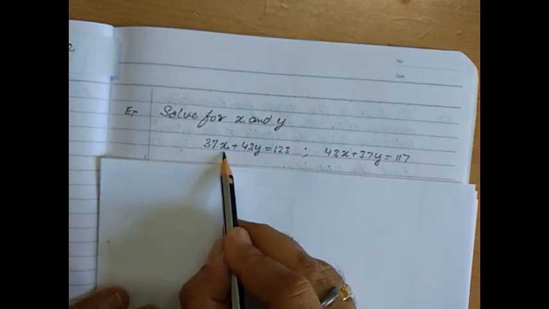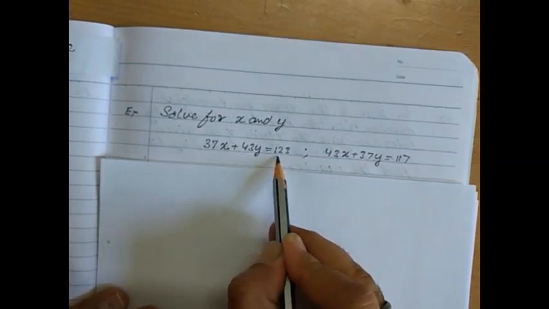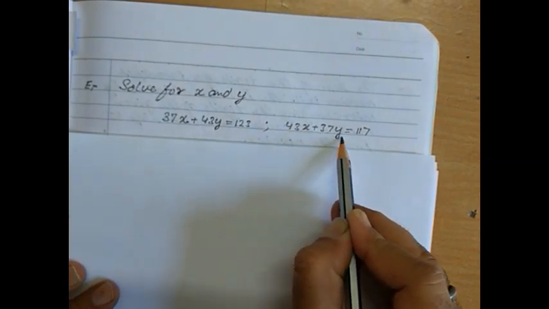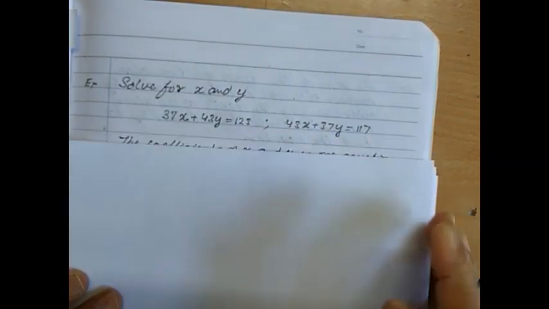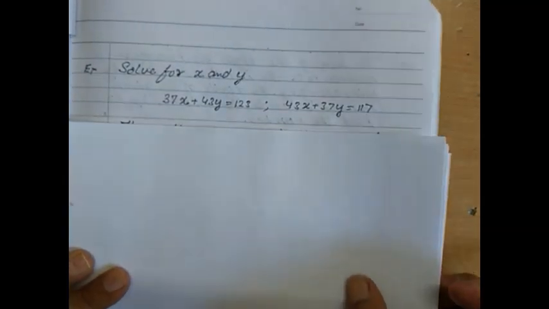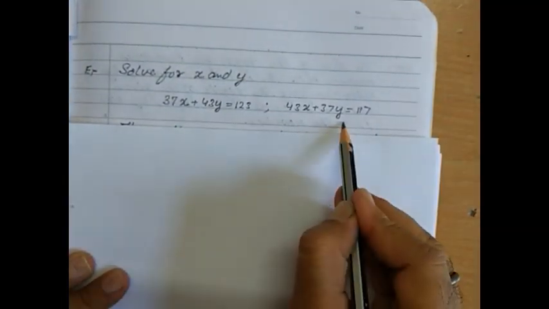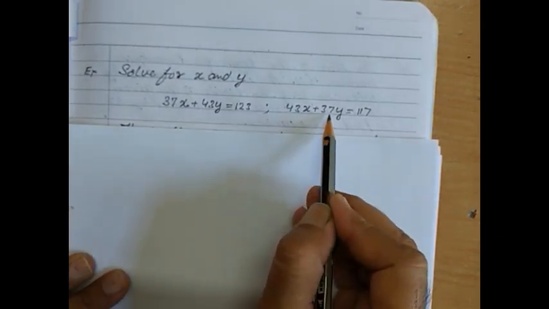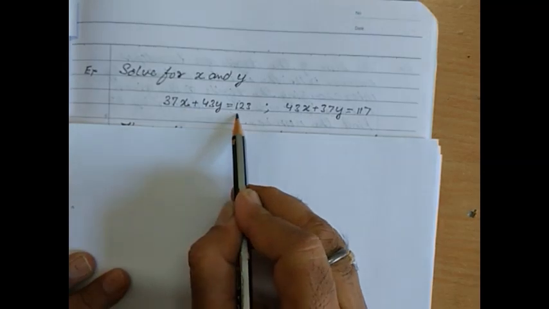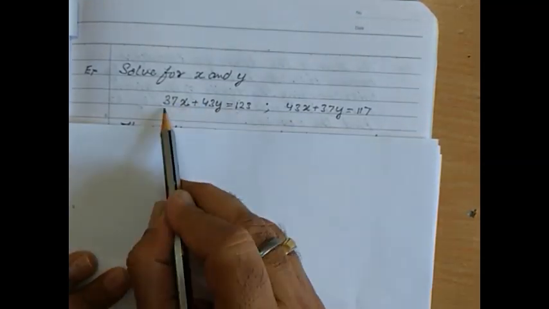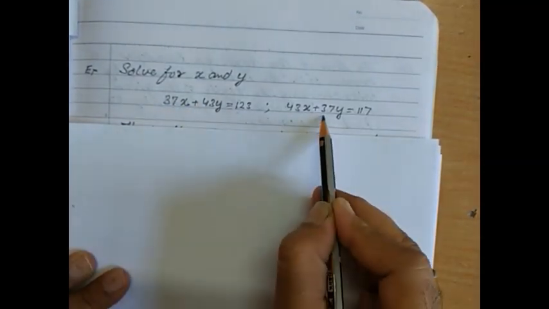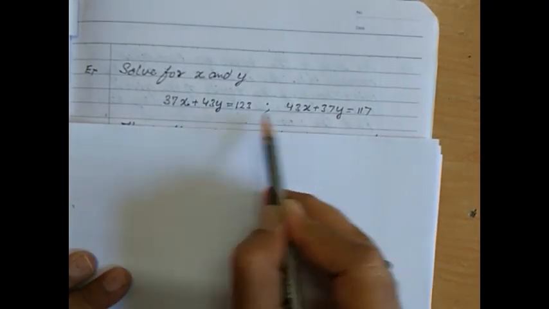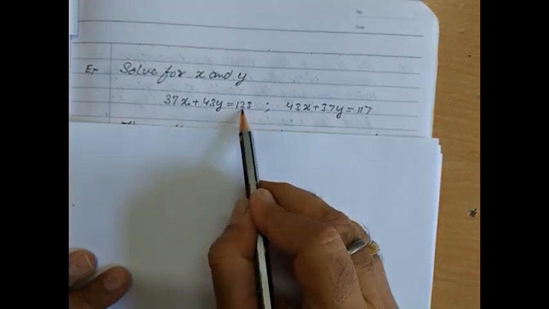The equations are 37x plus 43y is equal to 123, and 43x plus 37y is equal to 170. Now here you see in both the equations very carefully, we find that the coefficients of x and y are interchanged. Here we have 37x and here we have 37y, 43y and 43x, and when equated, we have different values.